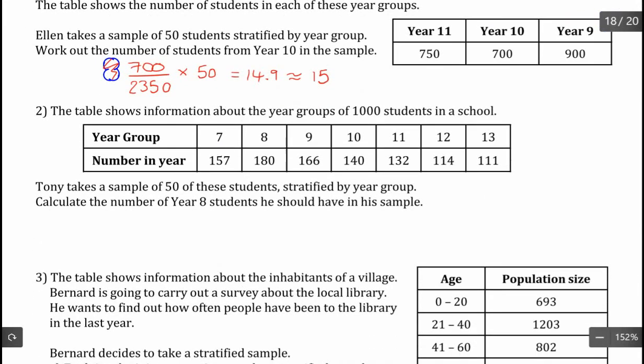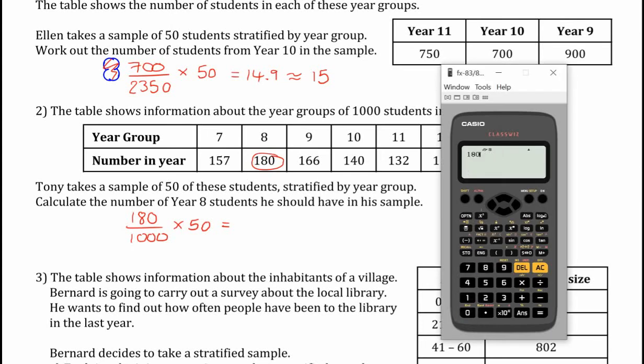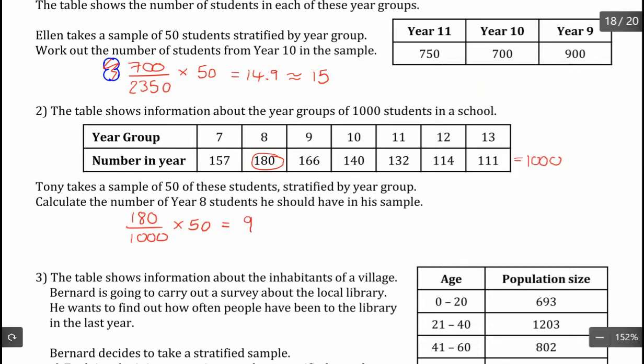Okay. Number 2, we've got information about the year groups of 1,000 students in a school, so they've been nice to us this time, they've added that up, it comes to 1,000. Tony takes a sample of 50 and wants to know how many year 8 students to have in his sample. So we're going to take the group size, 180, divide it by the population size, which is 1,000, times by the sample size of 50. Okay, so it's just applying this over and over again actually. And that gives us a nice whole number this time, so 9 year 8 students are what we need.